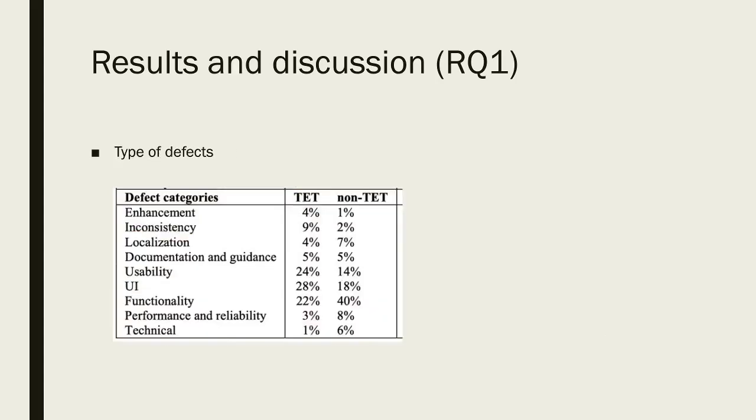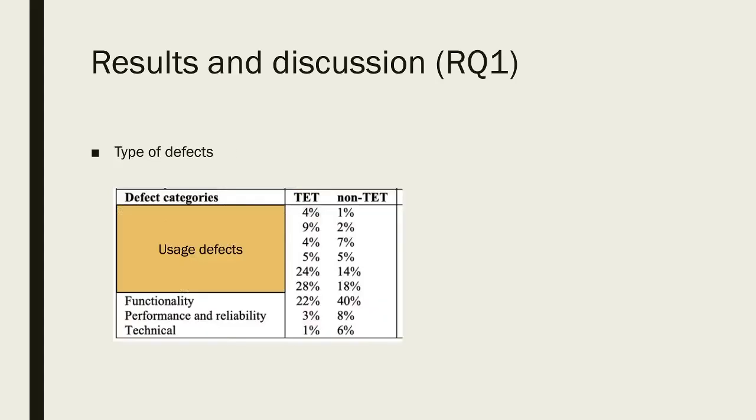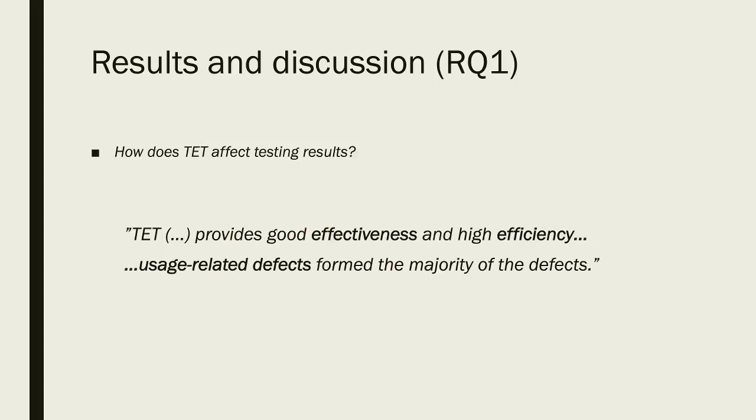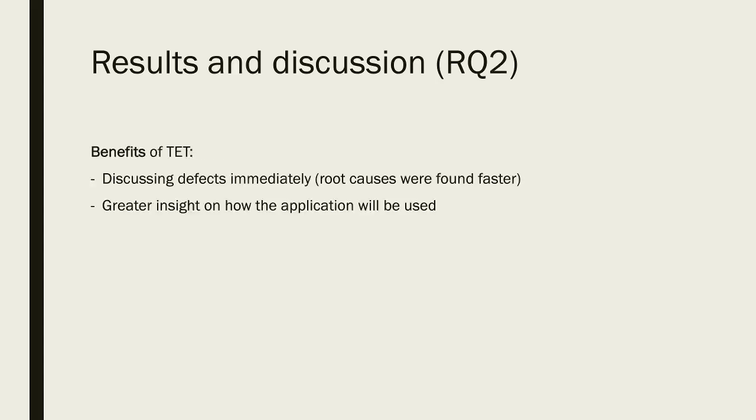If we look at the type of defects, and if we split them into usage defects and technical defects, we see that team exploratory testing sessions tend to find more often usage-related defects, while for the remaining methodologies this difference is not apparent. So team exploratory testing seems to provide good effectiveness and high efficiency, and to find a majority of usage-related defects. So regarding the participants' opinion of these sessions, some benefits were found.